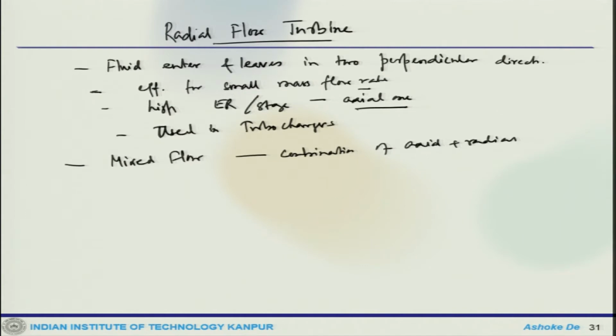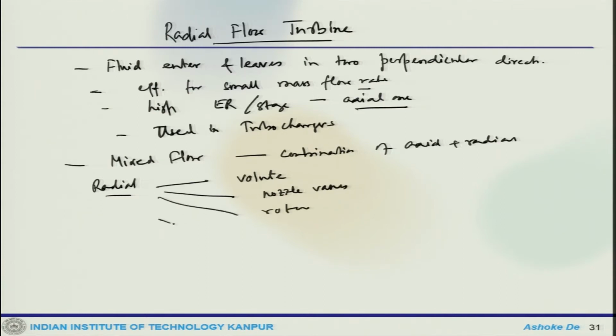So, now when you talk about the radial one, this has 4 elements: the volute, which we have already seen for the centrifugal one, then the nozzle vanes, the rotor, and the diffuser, or sometimes this can be identified as an exducer. So, flow enters the diffuser at a large radius and leaves at a smaller radius.